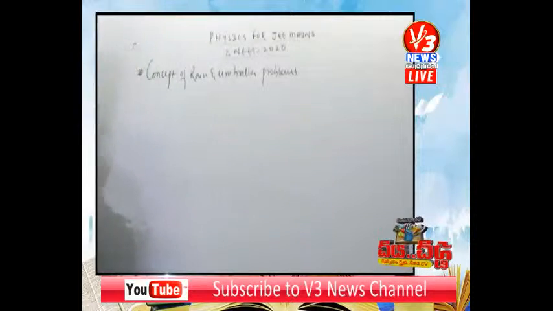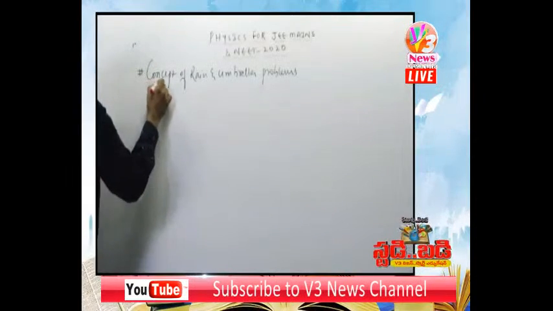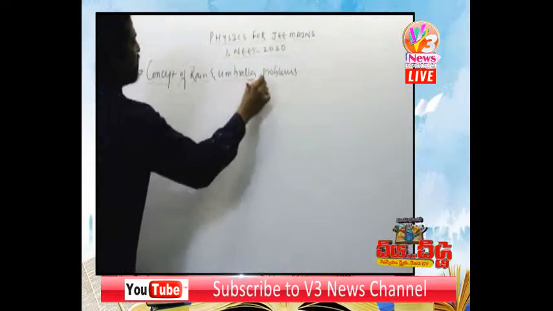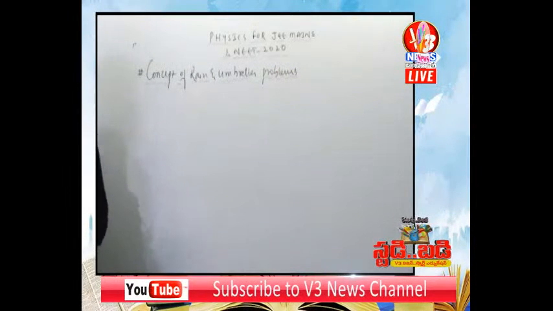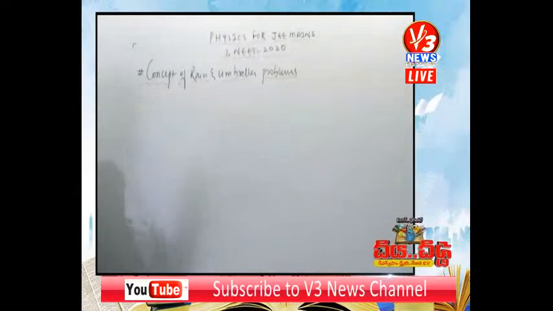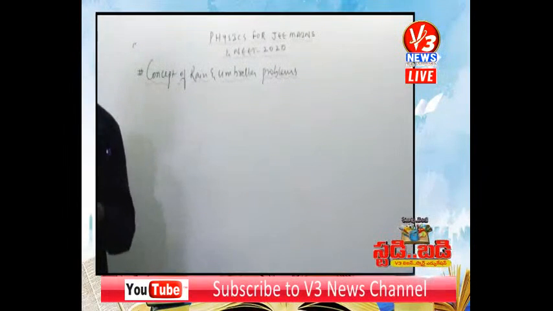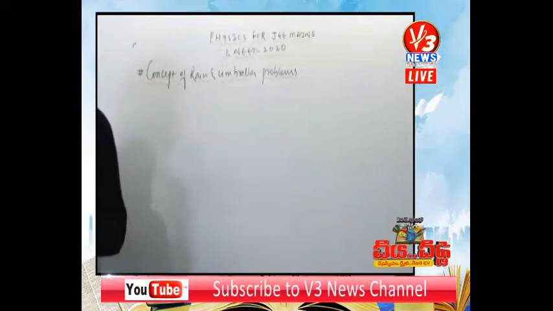We will concentrate on the concept of rain and umbrella with one simple basic logic, the relative velocity concept, the way we apply it in one-dimensional motion. The relative velocity of A with respect to B, how do we write it? Velocity of A minus velocity of B.